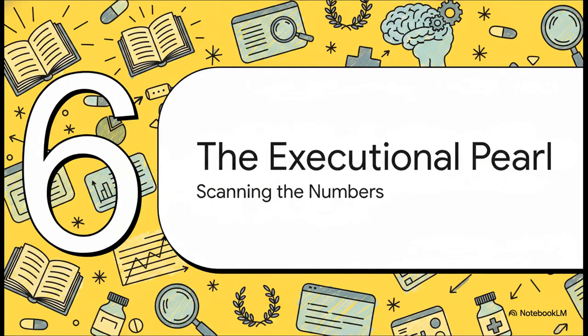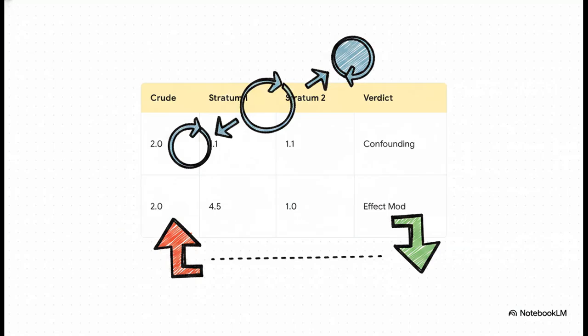Finally, let's wrap this all up with Module 6, the executional pearl. This right here is your ultimate cheat code for board exams or just critically reading medical journals. Don't overthink it, just scan the numbers. If the stratum numbers equal each other but differ completely from the crude overall number, say the crude is 2.0 but strata 1 and 2 are both 1.1, boom, it's confounding. But if the strata are radically different from each other, like a 4.5 versus a 1.0, it's effect modification. It really is just that simple.